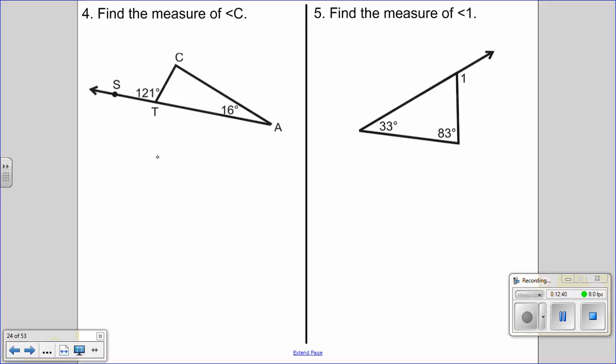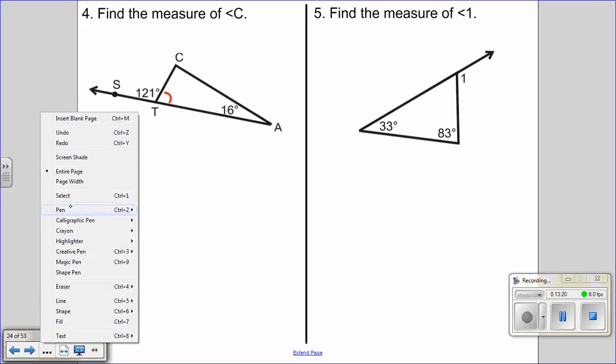All right, so number 4, we're going to find the measure of angle C. Old school method would say find this angle here, CTA. That would be a linear pair with angle STC first, and then take that angle together with the 16 and subtract it from 180 to find angle C. That's the old school method. But now that we know the exterior angles theorem, let's use it.